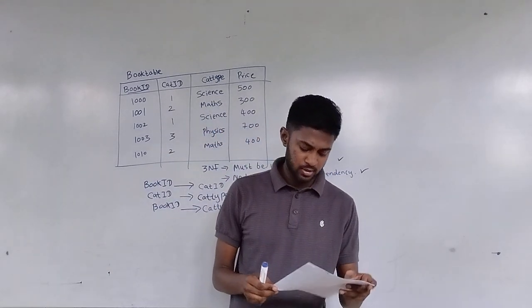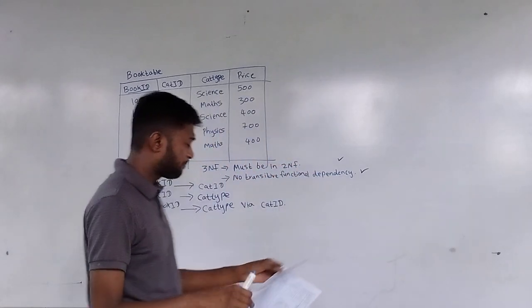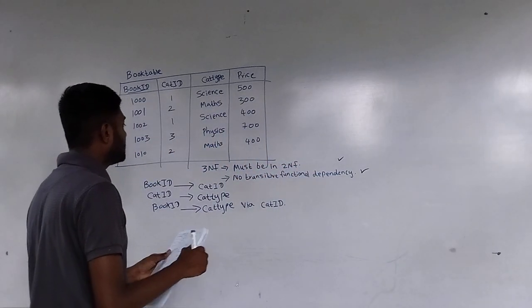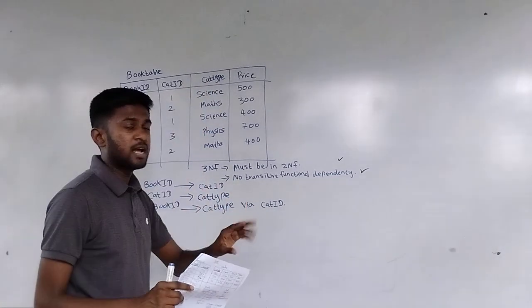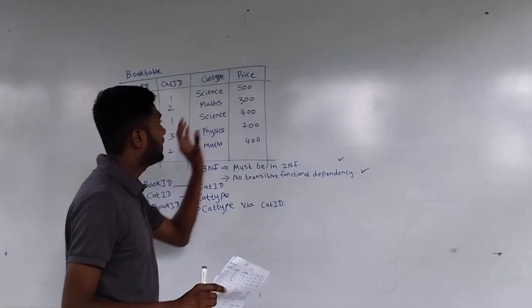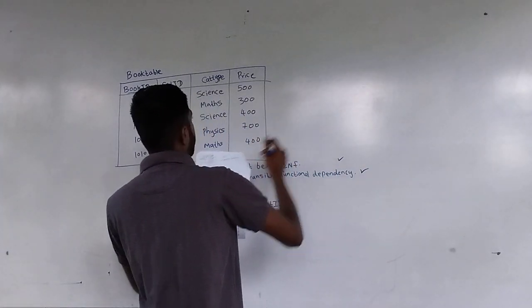Now let us convert it into third normal form. What is the reason for this table not to be in third normal form? Cat type is dependent on cat ID. So let us take both of them to a separate table. Let us name that particular table the category table.